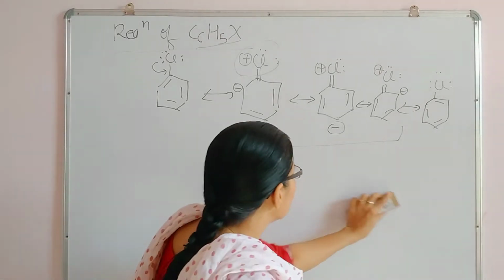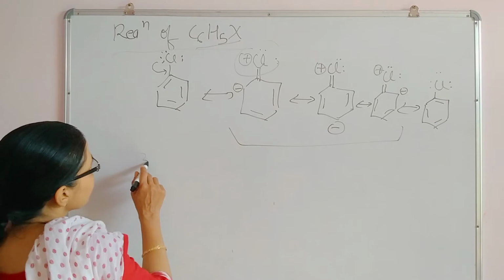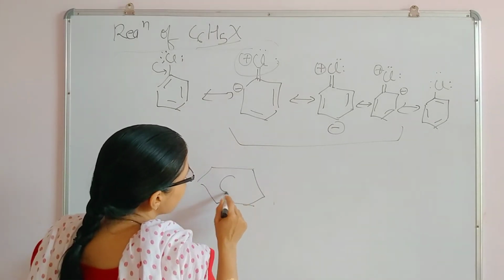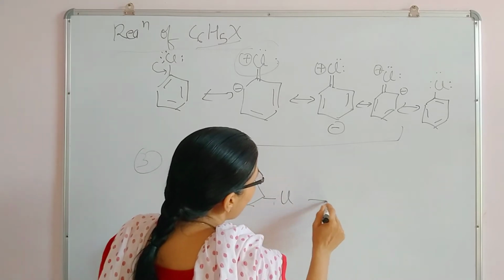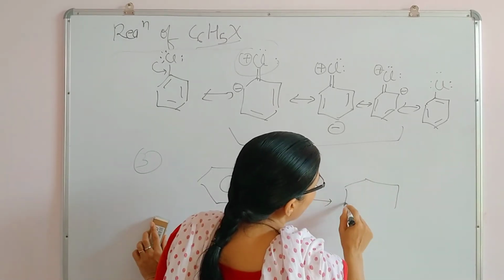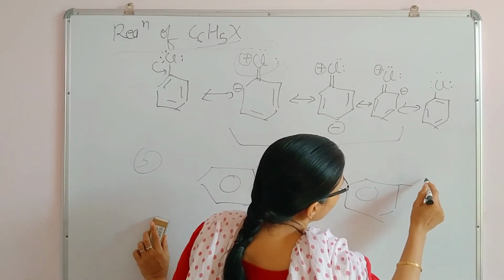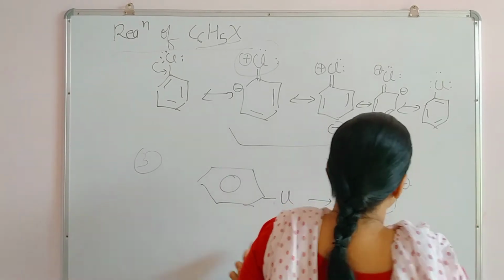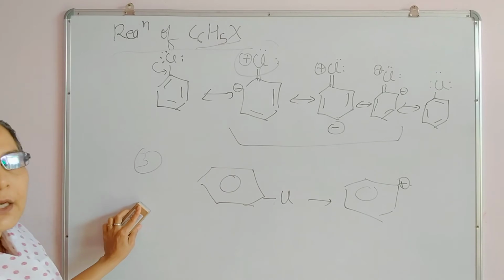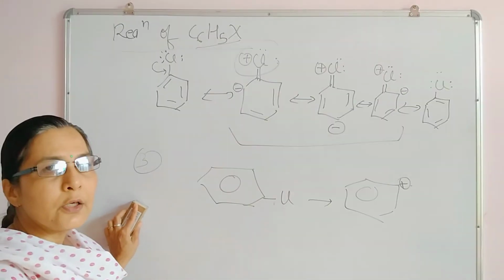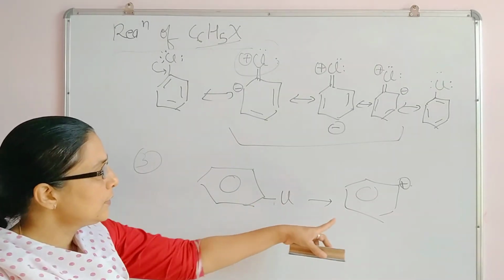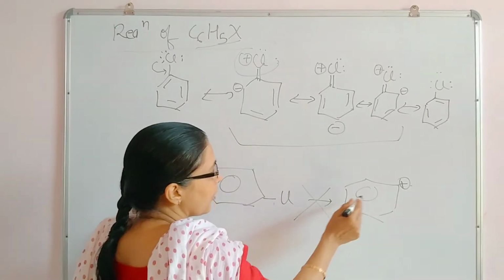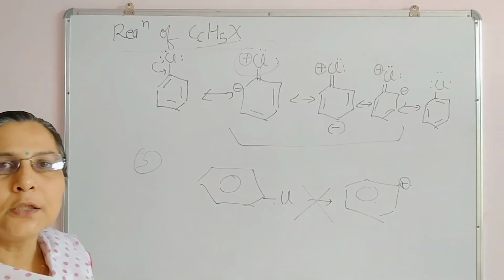Now the third reason: during the SN1 mechanism there will be formation of a carbocation. After removal of this Cl, there will be formation of an arenium ion, or you can say a phenyl cation. This cation will not form because this is totally unstable.